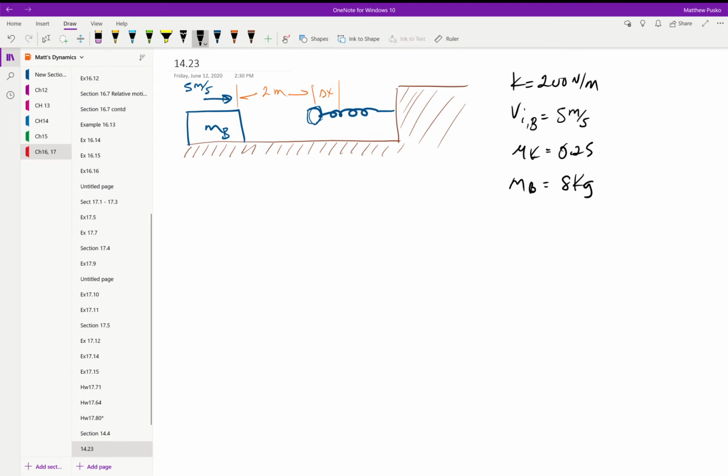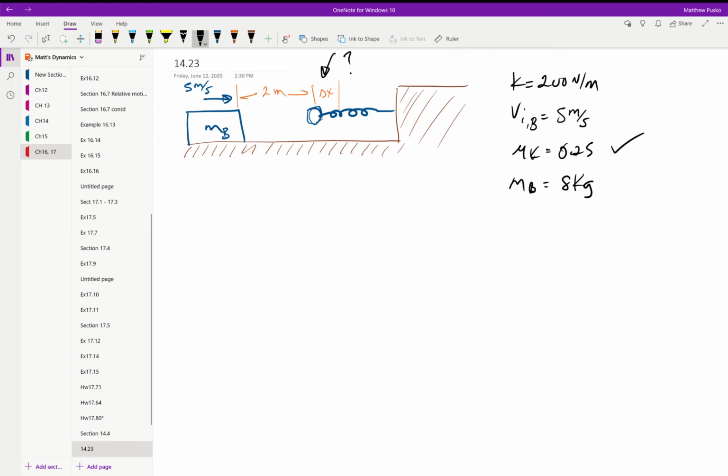We've got a mass B, just a block or something, moving to the right with an initial velocity of 5 meters per second. It's 2 meters away from a plunger that has a spring constant of 200 newtons per meter. That spring plus the frictional force, because we have a coefficient of friction, is going to slow it down, and it's going to move some delta x. They want to know how far that delta x is. They also give us the mass.